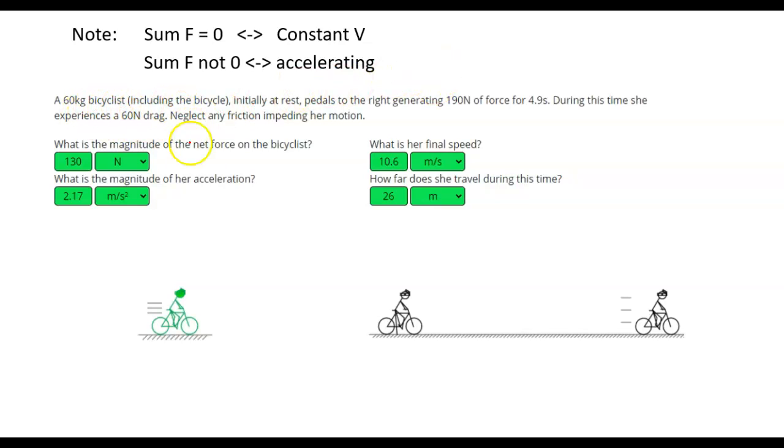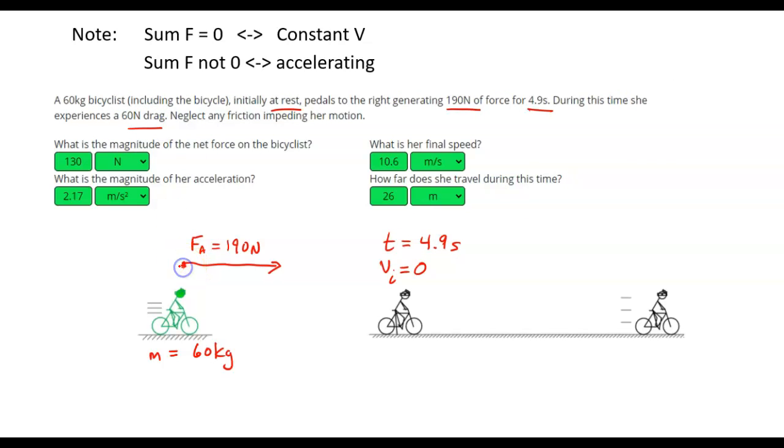Okay, what do we have? We have a 60-kilogram bicyclist. They just told us the mass, 60 kilograms. Initially at rest, so they give us an initial velocity of 0. Pedals to the right, generating 190 newtons of force. So that's our applied force, 190 newtons, for 4.9 seconds. They just gave us a time. During this time, she experiences a 60 newton drag force, so we have an opposing force of drag of 60 newtons. Neglect any friction. What is the magnitude of the net force?